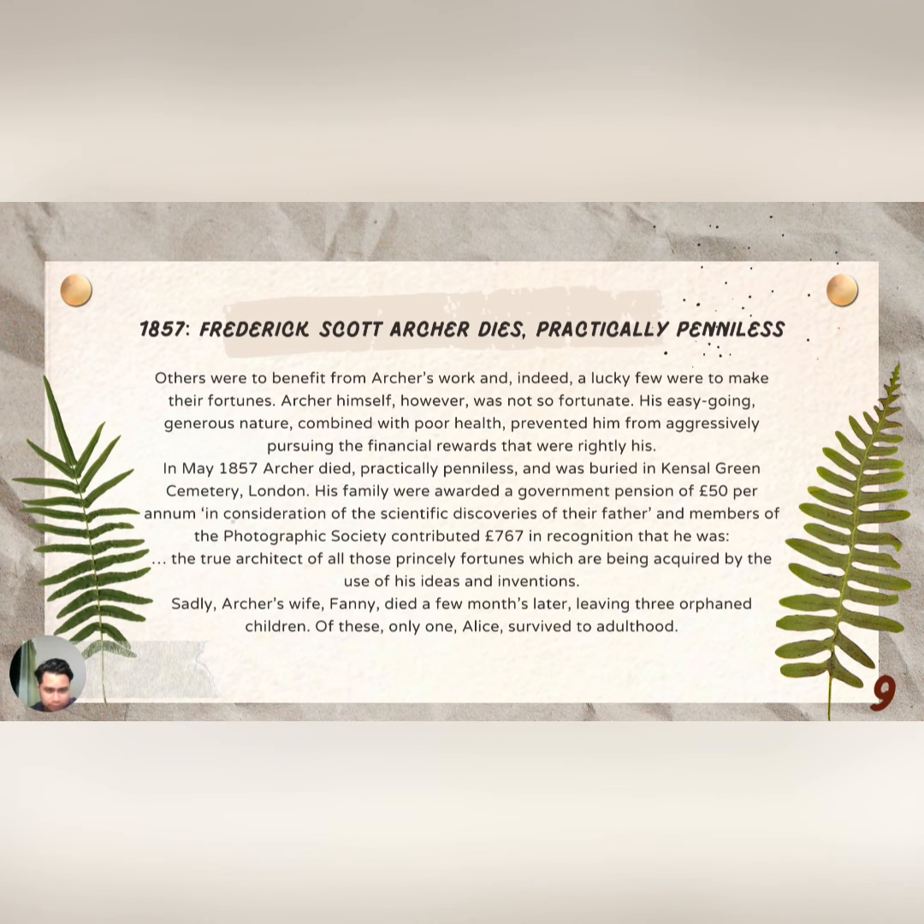Contributions of £667 were raised in recognition that he was the true architect of all those princely fortunes which are being equalled by the use of his idea and invention. Sadly, Archer's wife Fanny died a few months later, leaving three children, of whom only one, Alice, survived to adulthood.